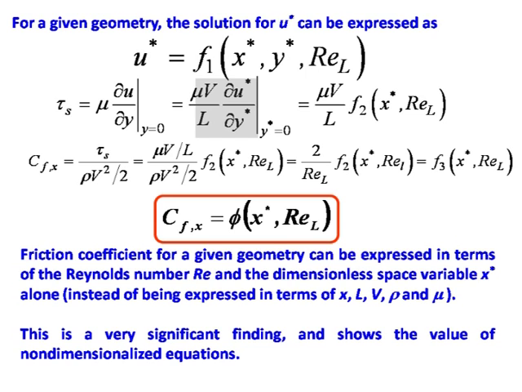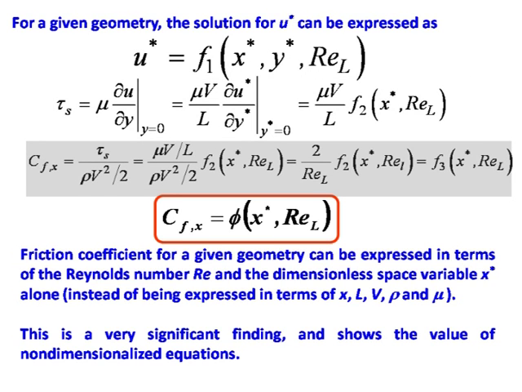Because I am non-dimensionalizing u. So, du will be v du star, y will be L dy star at y star equal to 0. That means, this is going to be some functional form of x star and Re_L, because y has gone in, it has been eaten up. So, mu v by L is what again? Mu v by L, I can recast this, multiply, divide and get it in terms of Reynolds number, we will see that.